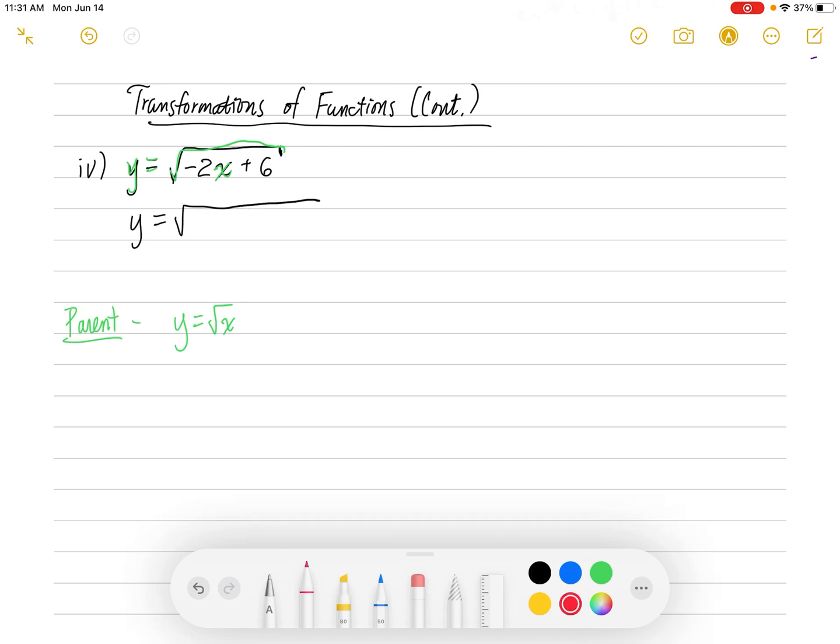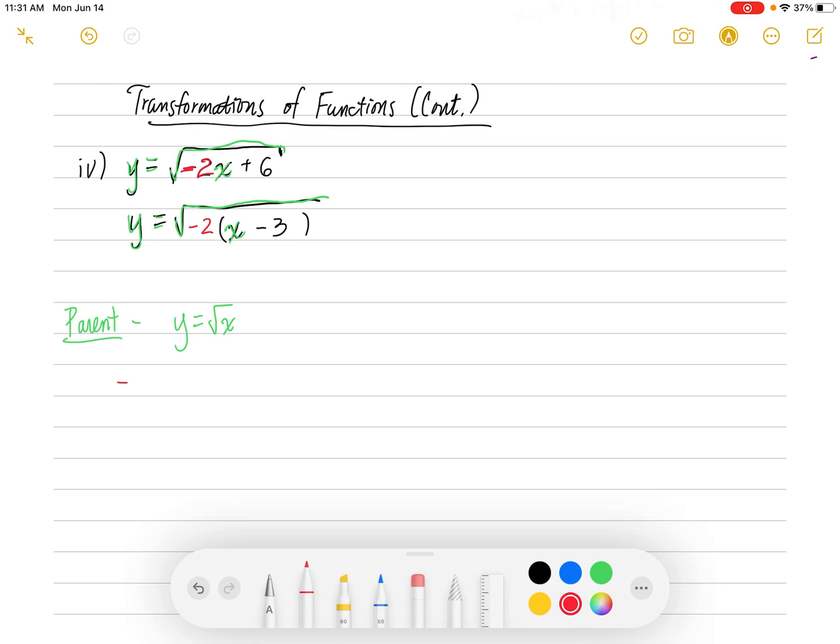So let me show you how you do this. You have y equals the square root. You're going to have to factor out that -2. And then what does it leave you with? Well, what times -2 gives you -2x? x. And then what times -2 gives you +6? -3. So you have to factor like that. So you actually have y equals the square root of x as your parent.